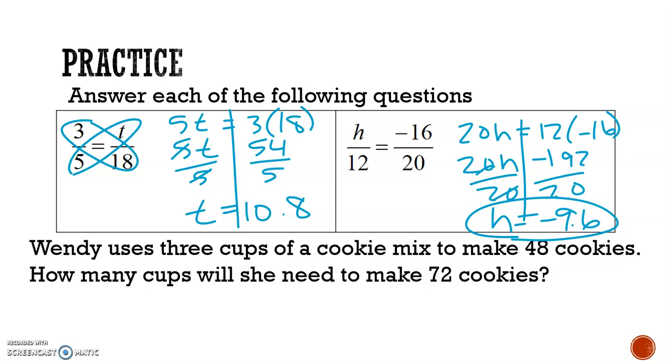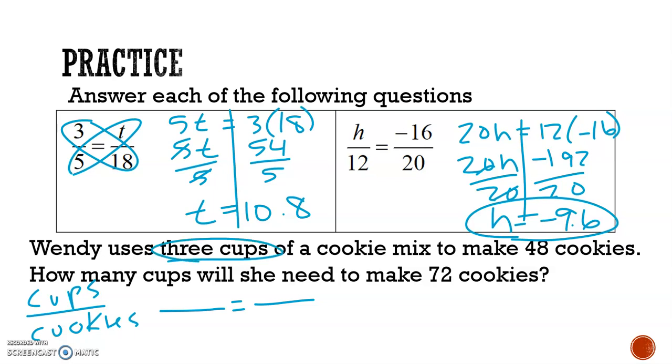Okay, and then Wendy used 3 cups of cookie mix to make 48 cookies. How many cups will she need to make 72 cookies? So my 2 units are going to be cups and cookies. And I can't just label these both with C for cups, C for cookies, since they both start with C, that wouldn't make sense. So we have 3 cups and 48 cookies. That's in the same sentence, so I'm going to fill that in. So it's 3 cups, so cups is on top, 3 is on top. 48 cookies, cookies is on bottom, so 48 is on bottom. And then we have 72 cookies. So 72 will go on bottom because cookies is the label on the bottom.